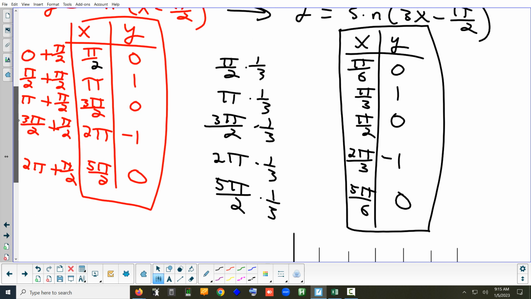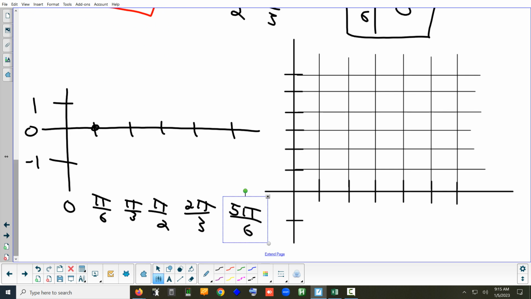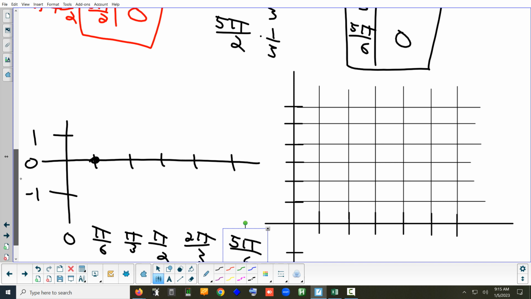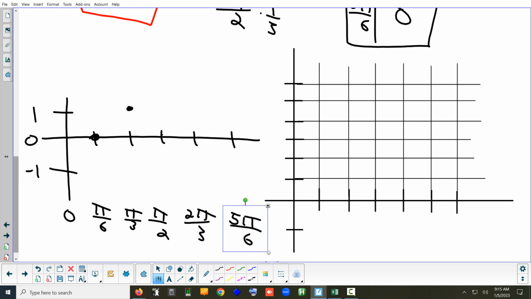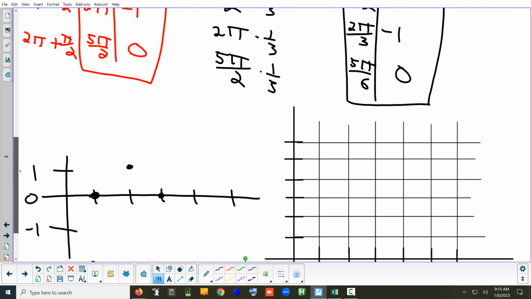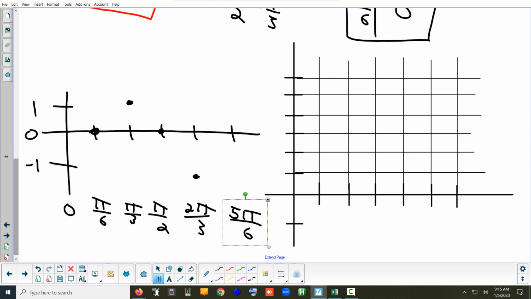Okay, make your sketch. So at pi over 6, we're at 0. At pi over 3, we are at 1. At pi over 2, back to 0. Then negative 1 and 0. Okay, so that's our sketch.